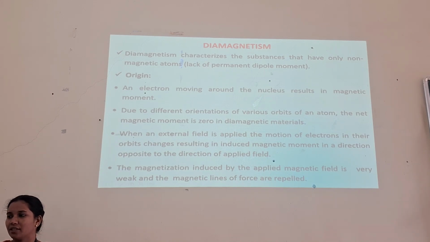Diamagnetism characterizes the substances that have no permanent dipole moment, and an electron moving around the nucleus results in magnetic moment. So the net magnetic moment is 0 in diamagnetic materials. The magnetization induced by the applied magnetic field is very weak. When an external field is applied, the motion of electrons in their orbit changes, resulting in induced magnetic moment.